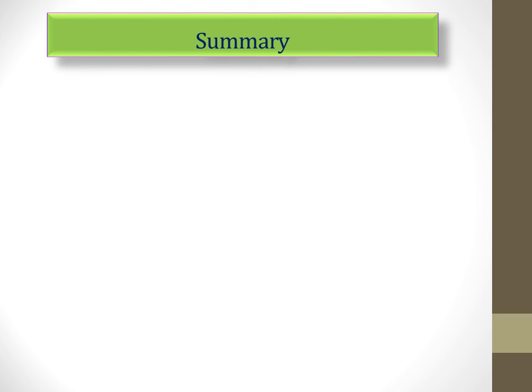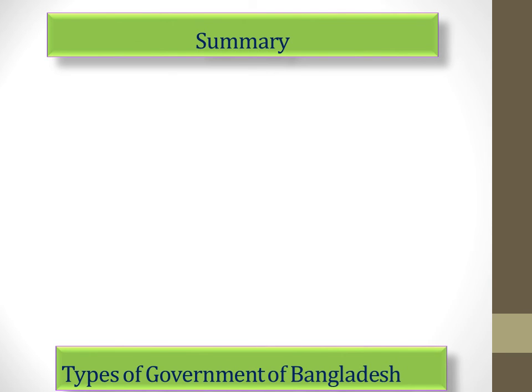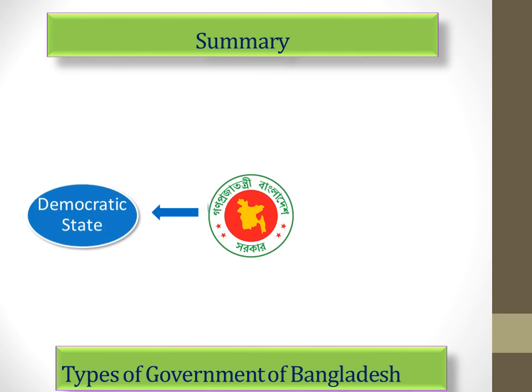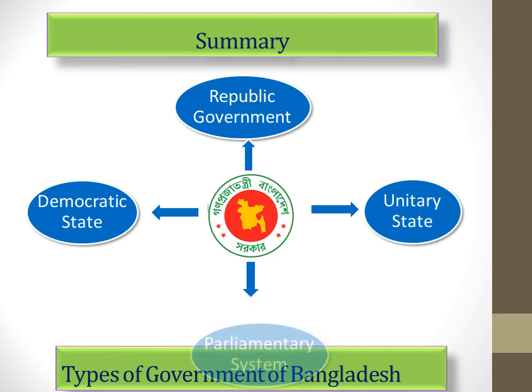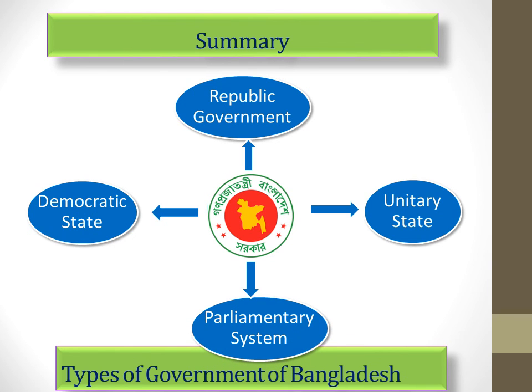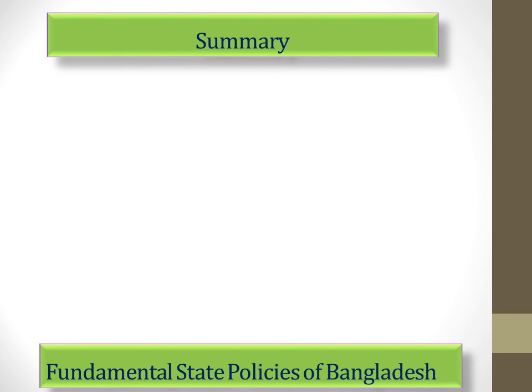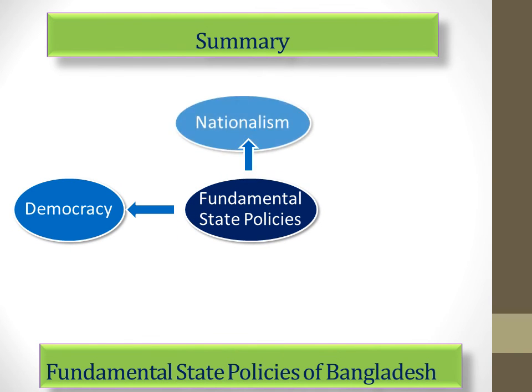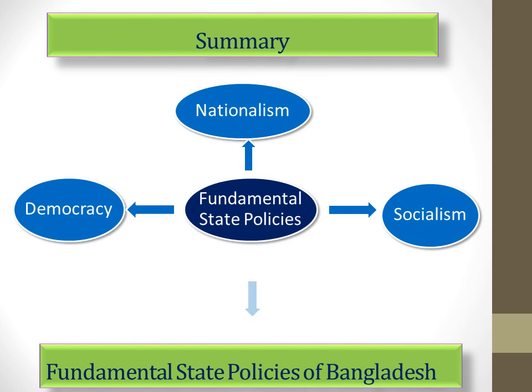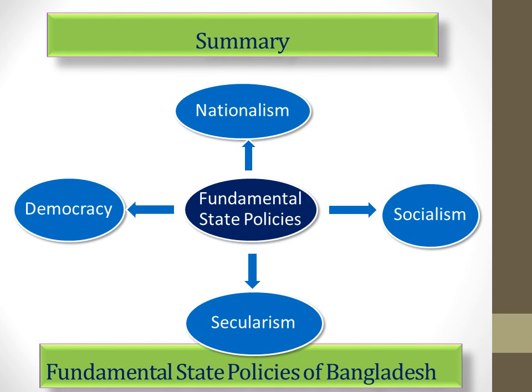Let's summarize the topic. Today we learned the types of government of Bangladesh. The 4 types of government: democratic state, republic government, unitary state, and parliamentary system. And secondly, we learned the fundamental state policies of Bangladesh. Number 1, democracy. Number 2, nationalism. Number 3, socialism. And number 4, secularism.